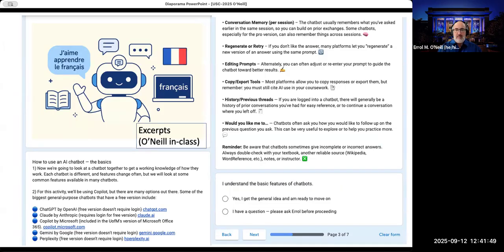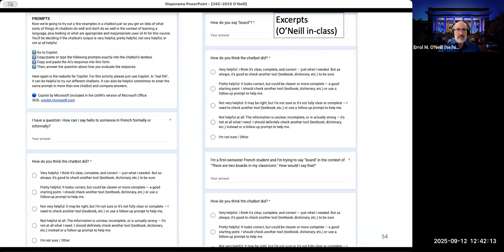And giving them some ideas of what some of the features are in terms of conversation memory, the fact that it will remember conversations you've had previously with it, especially if you're in a paid version. It depends on the individual chatbot, but these are some features that are available in many chatbots. How to edit prompts, how to copy and export, and so on. So talking about some of the features, then giving it specific prompts.